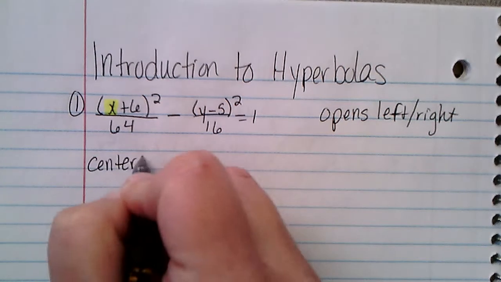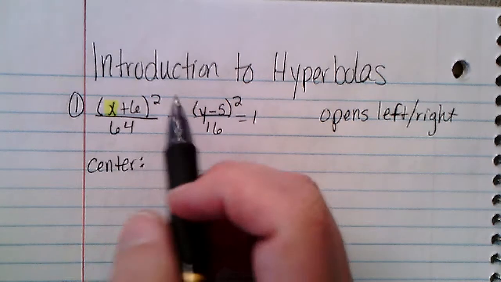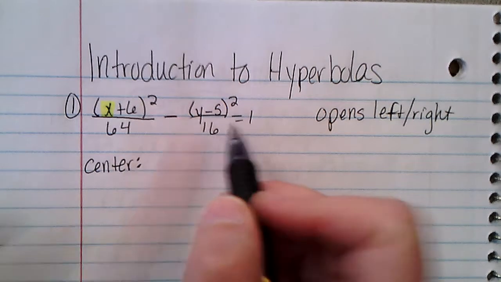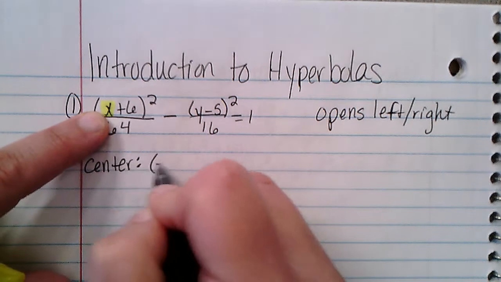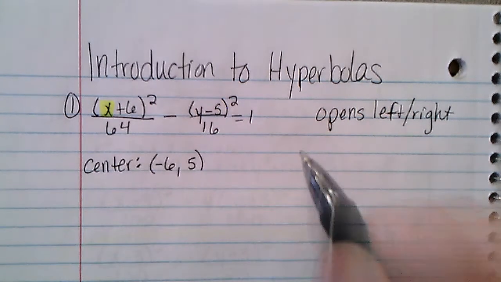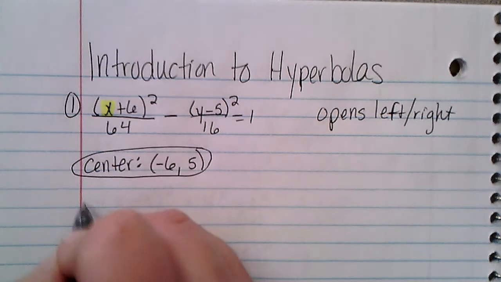So for the center, we have h, and h is always with x. If you can just remember always the value with the x and then the value with the y, I think we'll be okay. So the center is going to be at flip the sign, -6, flip the sign, +5. So there's one of our answers, because we're looking for the center.